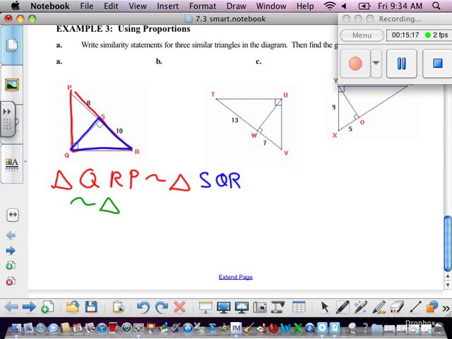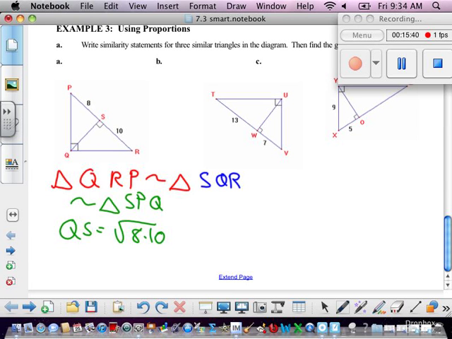Then we're going to do this one. Remember the 90 degrees right here again? SPQ. Okay, now we've got our nice numbers to figure out our altitude. So remember, to figure out the altitude or figure out QS, it is just the square root of 8 times 10, so it is just the square root of 80.